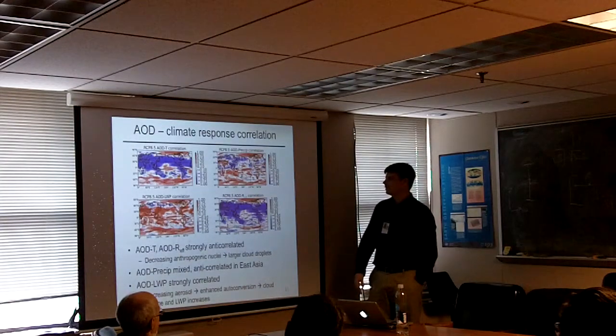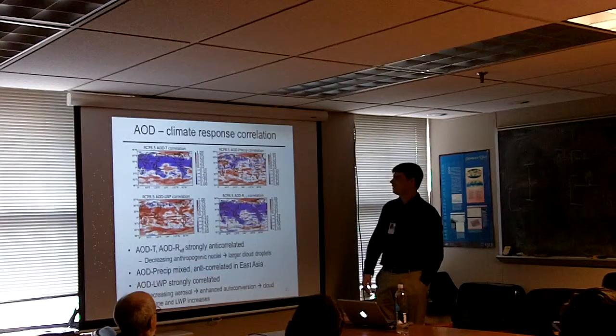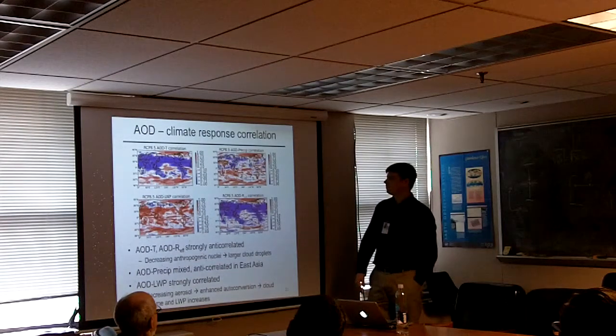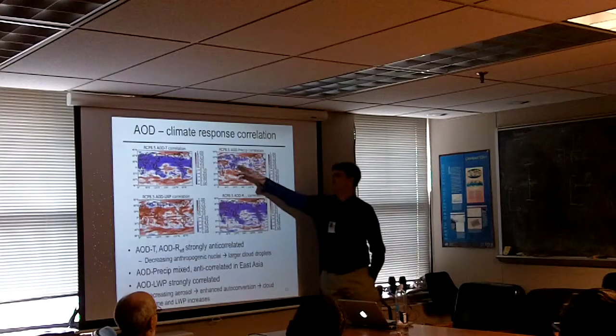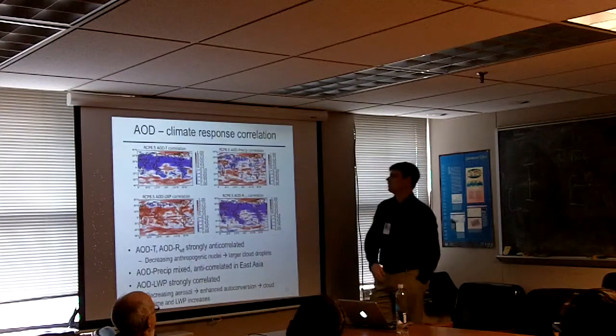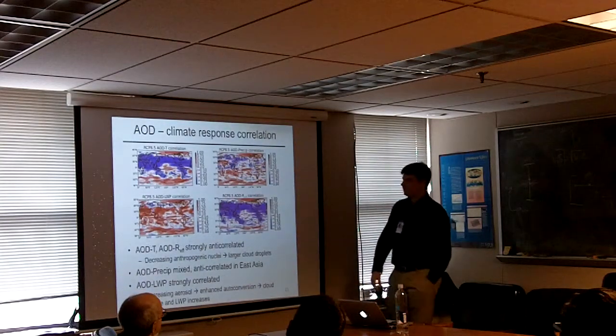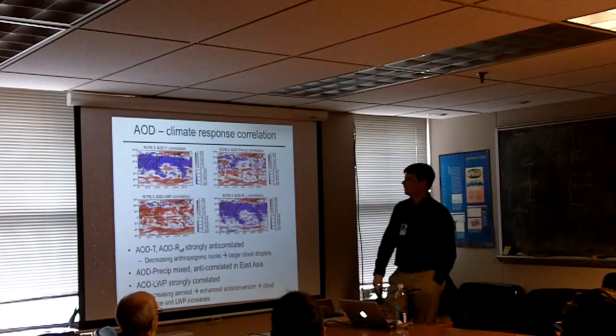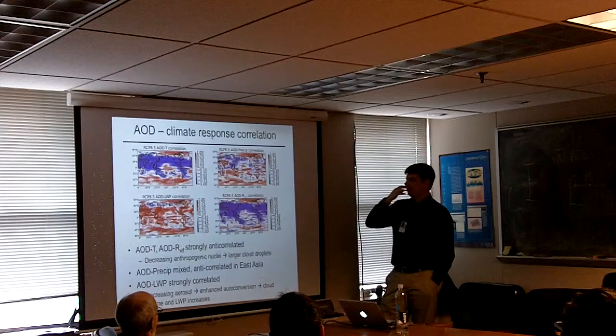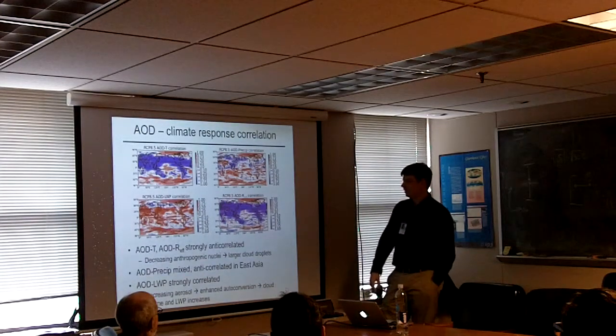Precipitation, on the other hand, is rather noisy. There are some areas where you get a strong anti-correlation, mostly East Asia. Otherwise, there's not a whole lot else to say. I've already focused a lot on temperature, so we'll skip that for now. But the liquid water path is also pretty strongly correlated, especially over Europe and Asia.